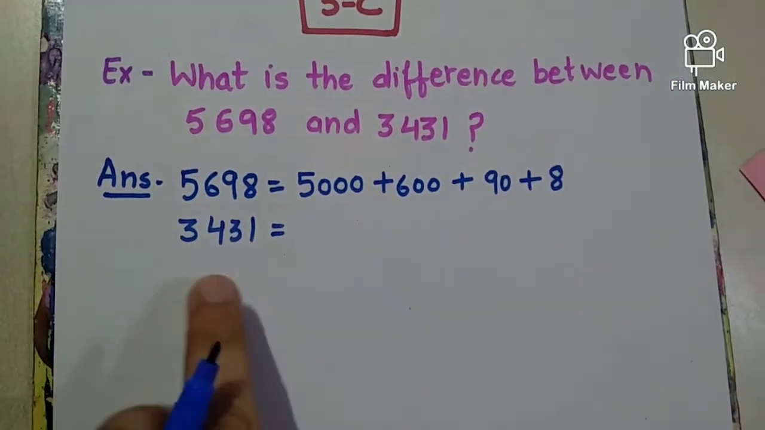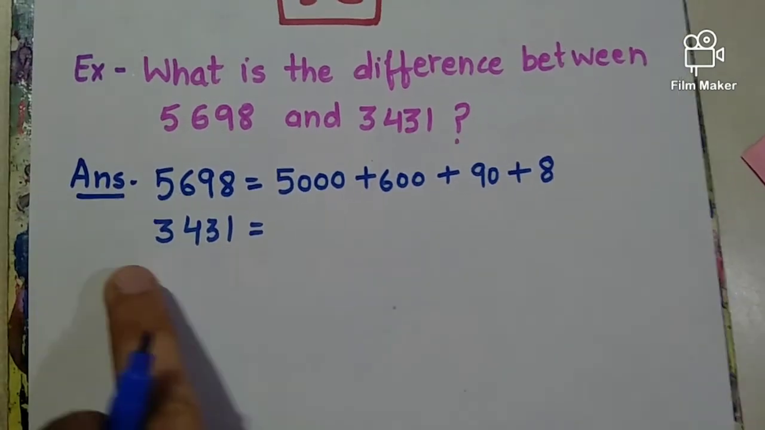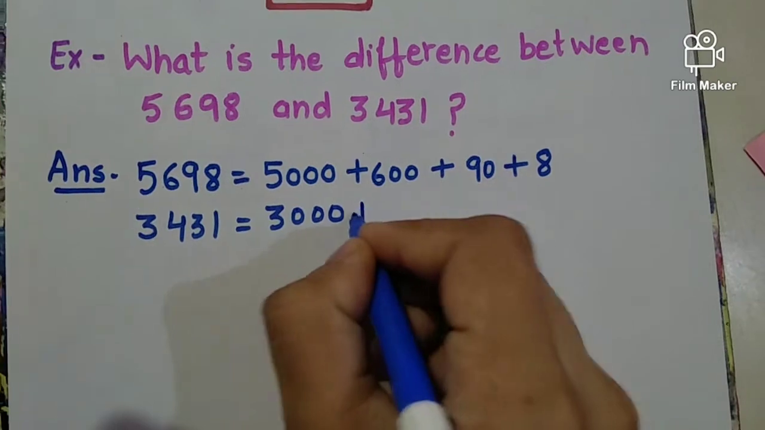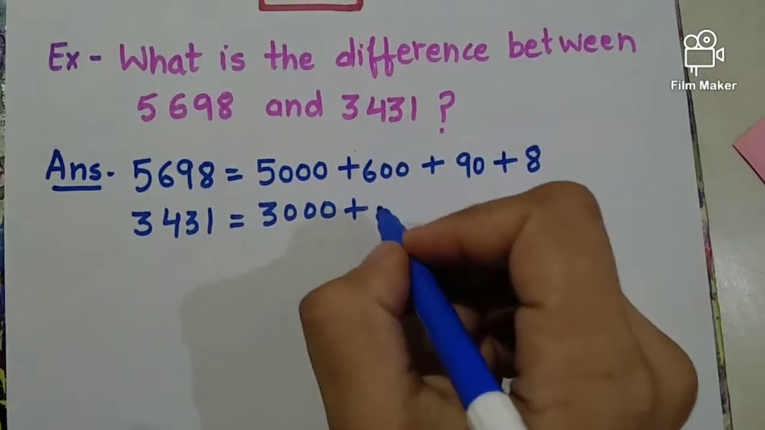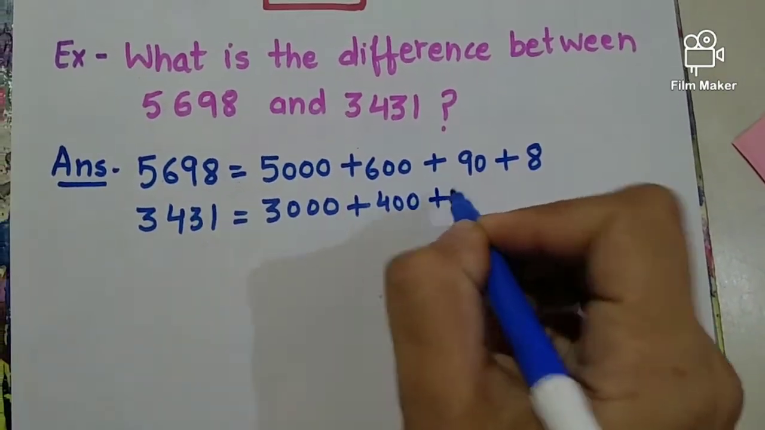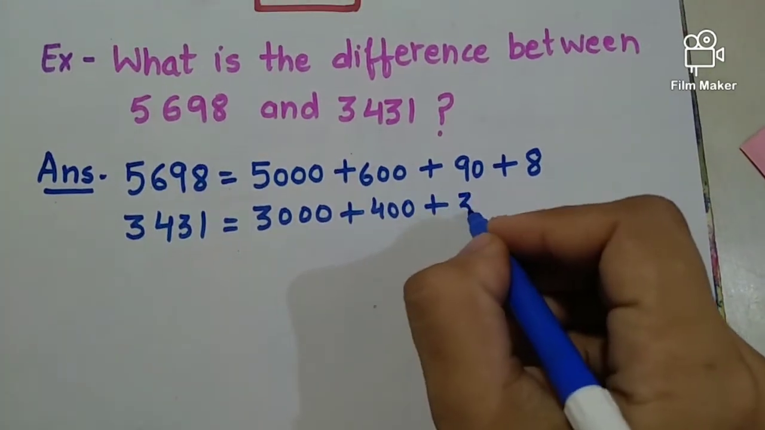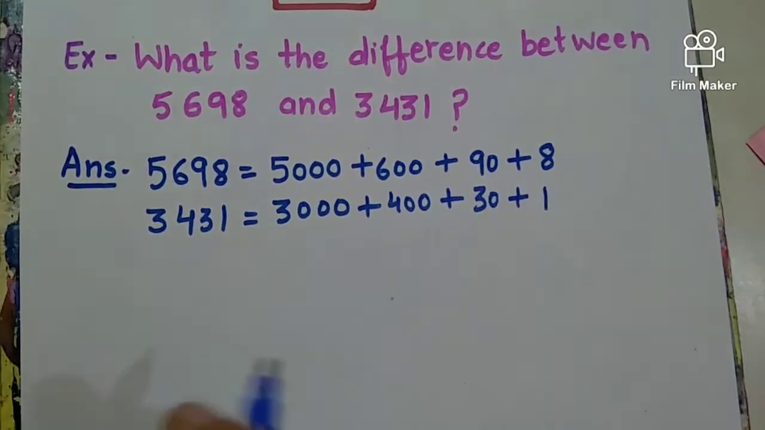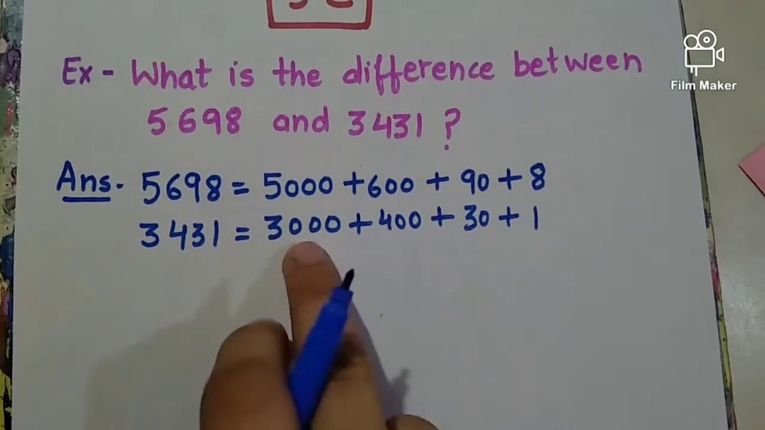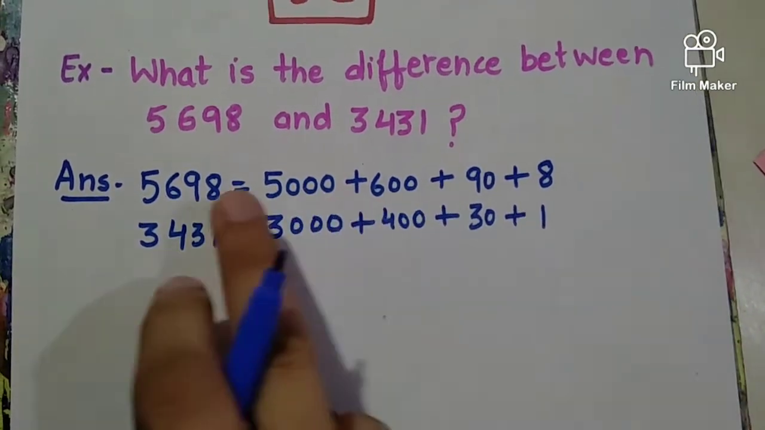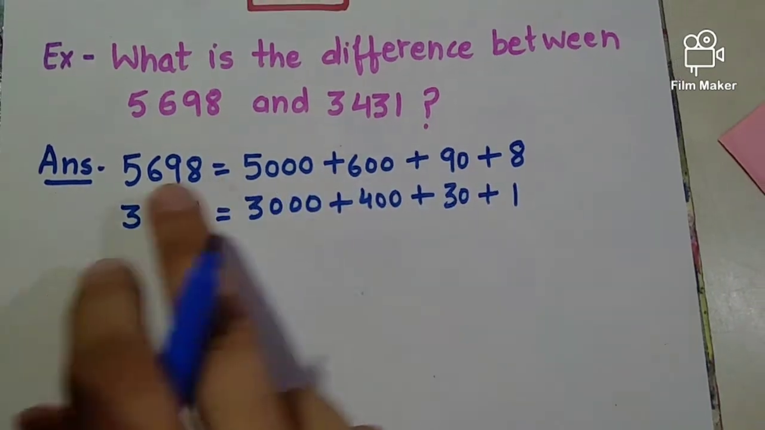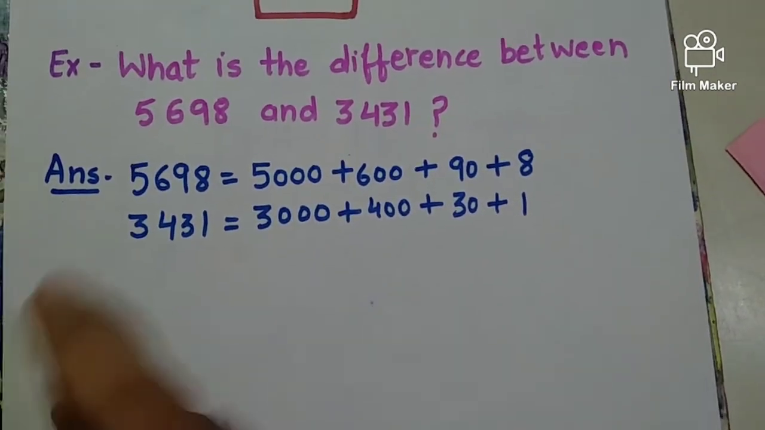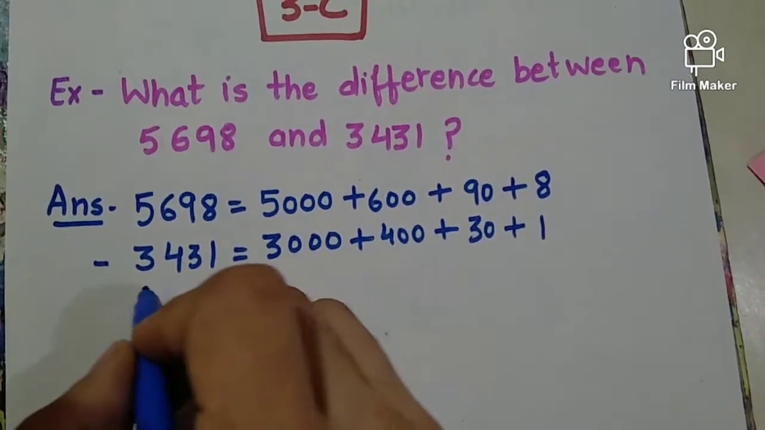Next number, 3431. Now we have to expand this number too. So 3000, then 400, then 30, and at the last one at the ones place, 1. So we have to subtract these numbers with this method. We have to first expand the number. सबसे पहले हमें number को expand करना है. Yes, and then we have to subtract.